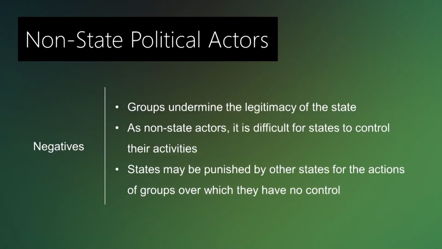However, there are some associated negatives, and it depends largely on the group. So some of these groups undermine the legitimacy of the state. Why do you need a state when a non-state political actor can provide the same things for you that the state does? And you can see where these authorities overlap that it might create conflict. As non-state actors, being outside the state, sometimes it's difficult for states to control these groups, and terrorist groups are one example. Also, with the same example of terrorism, some states can actually be punished by other states for the activities of non-state groups that they don't have any control over. And maybe we could look at the Middle East today and the US war on terror as an example.